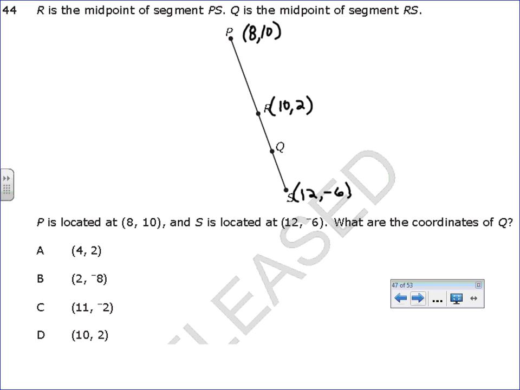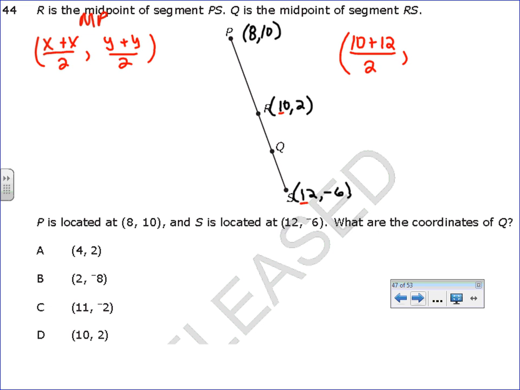Q is the midpoint of RS, so I know that I need to add those together. The formula is x plus x over 2, y plus y over 2, just a reminder, that's my midpoint. So 10 plus 12 divided by 2, that's going to be my first ordered pair. And then 2 plus negative 6 divided by 2, that's my second.